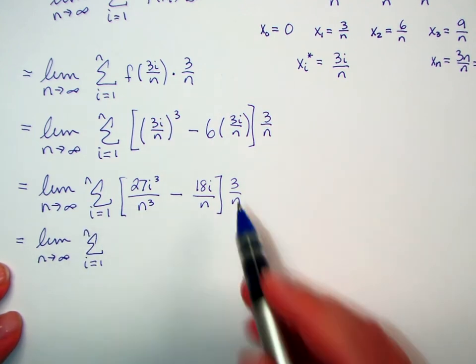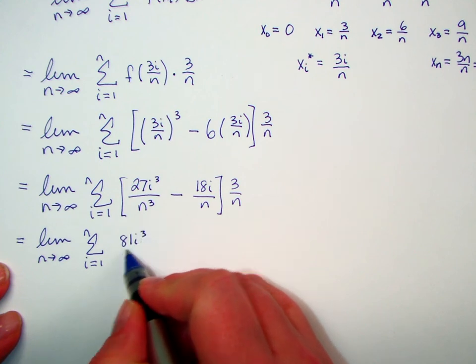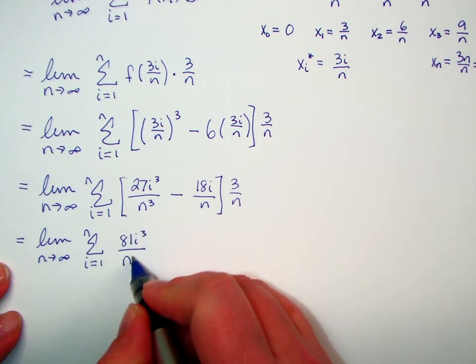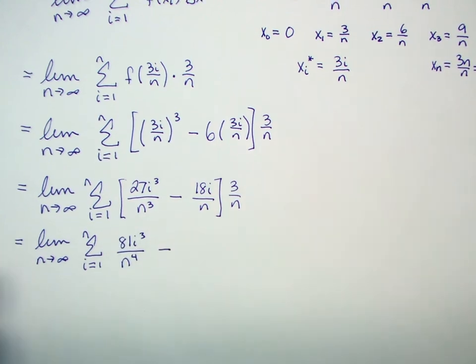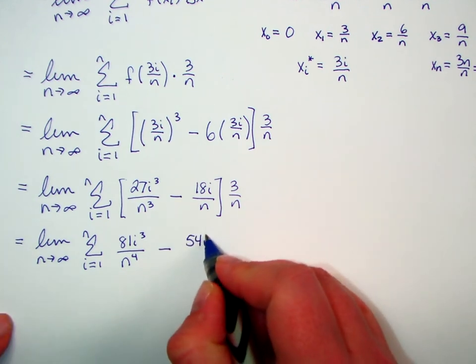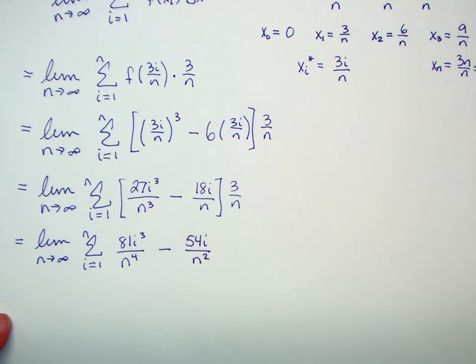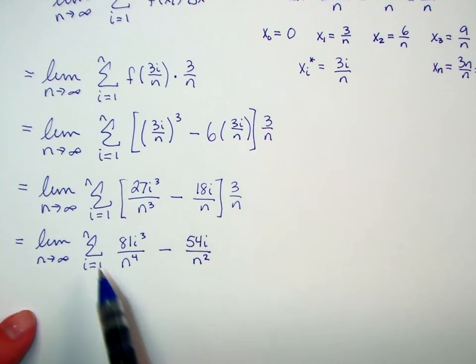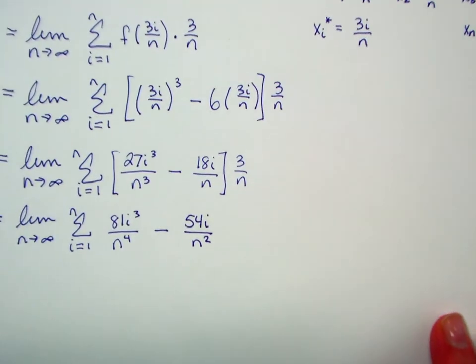And so 27 times 3 is 81 i cubed over n to the 4th, because we have n cubed times n. And then 18 times 3 is 54. So we're going to get 54i over n squared. Right? So we want to calculate first this sum. And then we'll take the limit.